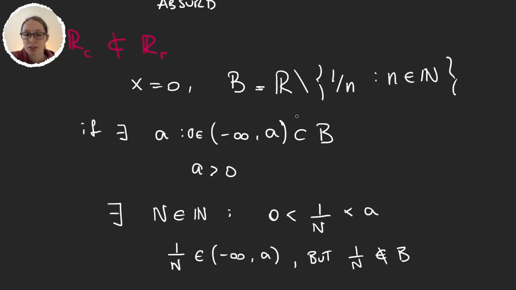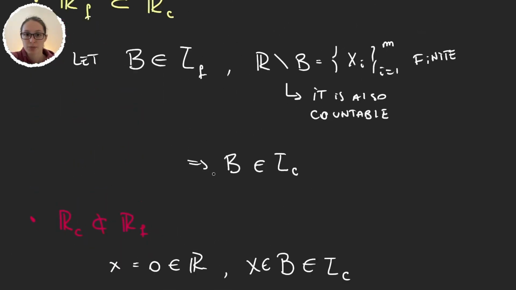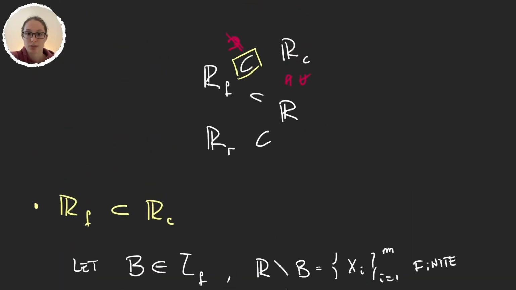So I was able to find for some specific x a specific neighborhood in the countable complement topology for which there is no element in the array topology such that this inclusion is valid. And so we have that this cannot happen. So now that we have finished working with the finite complement topology and the array topology, let's see the countable complement topology with the standard one.